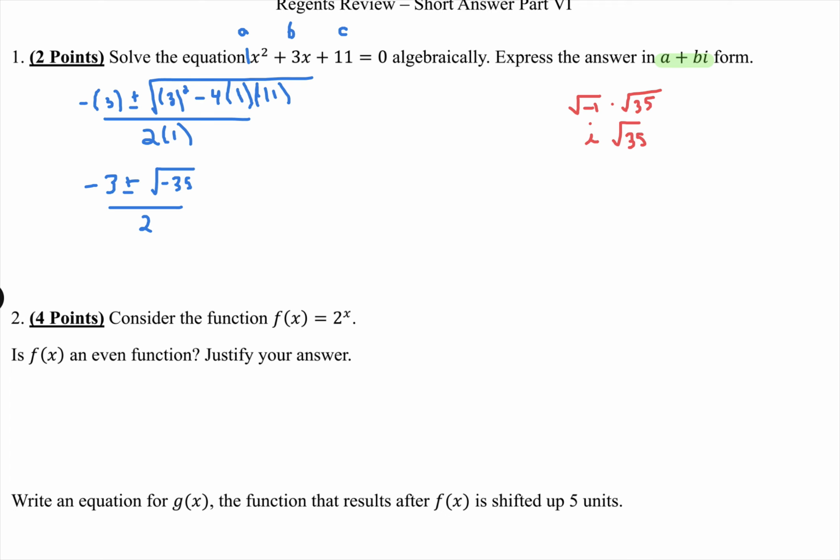So my next step, I'm just going to bring it over here, would be to say negative 3 plus or minus i radical 35, all over 2. And I think you can keep it just like this. You can break it up and put the negative 3 over 2, but it means the same thing. If you keep it like this, your answer is correct.